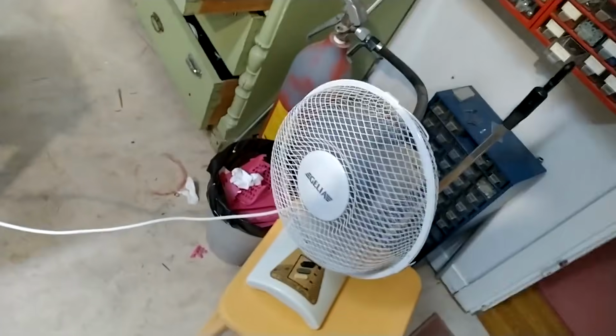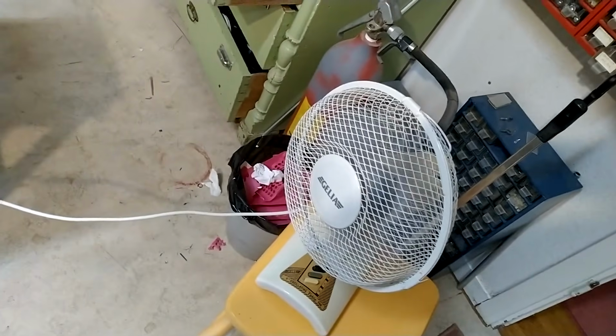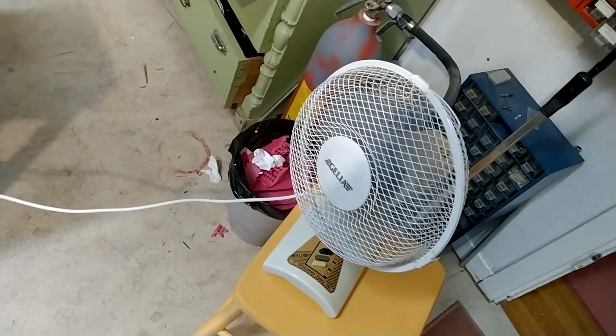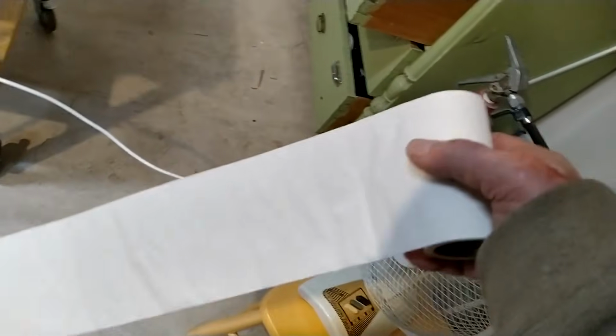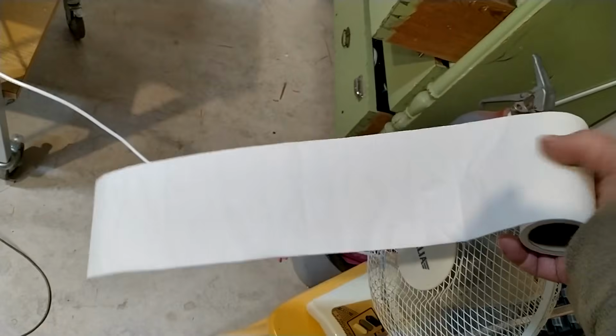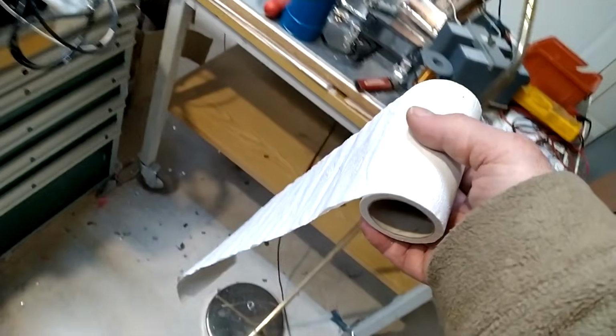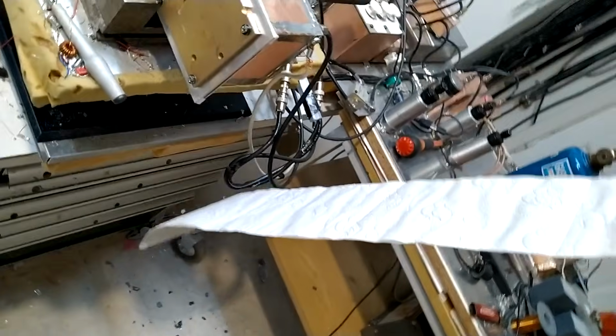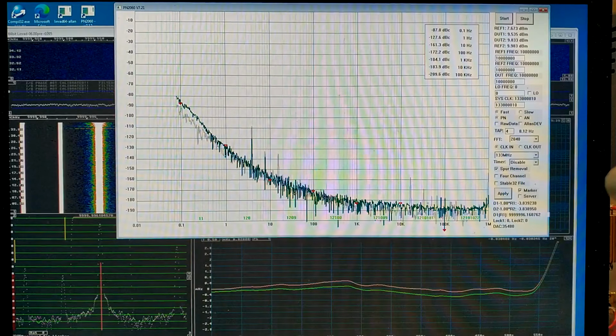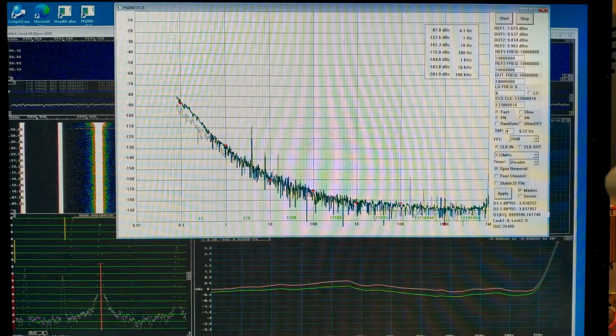I have placed this fan about 2 meters away, and it's not rotating very fast. Here is ordinary toilet paper. And when I'm away here, you can see there is some wind blowing, but not very fast. The effect on the frequency is dramatic.